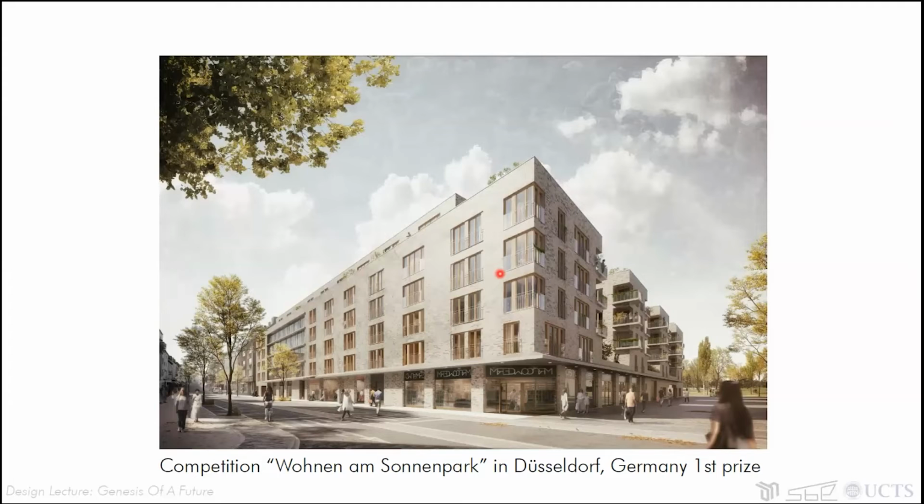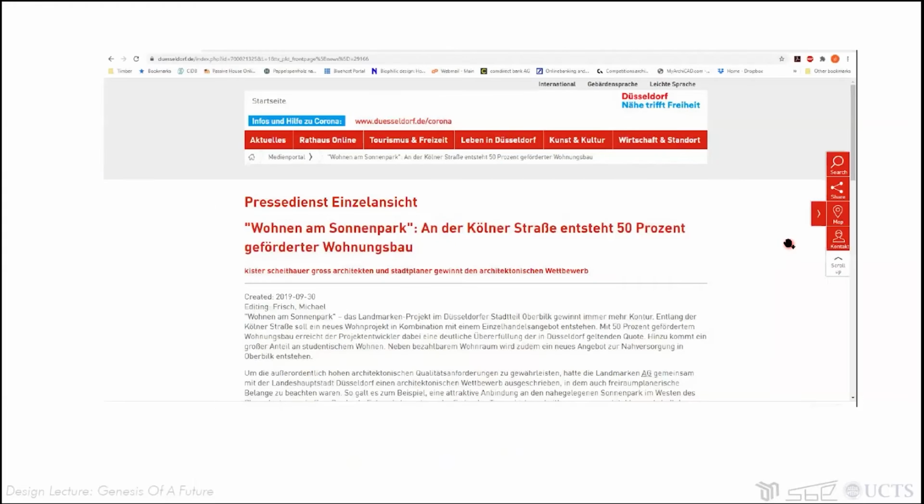And the second project that we won is in a city right next to it, Düsseldorf. It is a competition. Wohnen here means living. It is next to Sonnenpark, a park in the city of Düsseldorf, and it's also a first prize. And we went through the same process, and the state has to publish it with the name of our firm here. Oh yeah, they won it. They got the first prize.